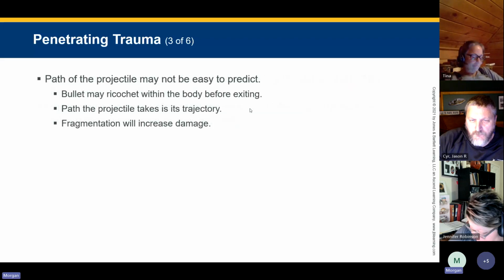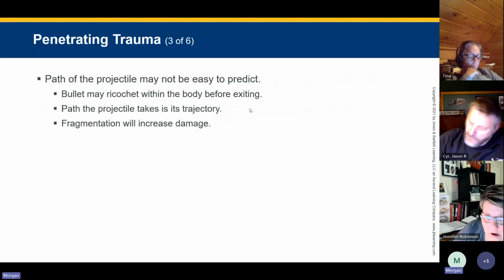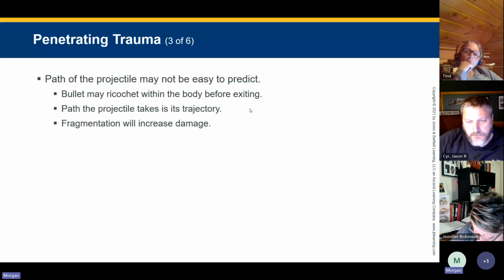The path of the projectile may not be easy to predict. So bullet wounds. It's good to see where an entrance wound and an exit wound are, because sometimes, depending on the projectile and type of bullet, they could go in and just start ricocheting and not even come out, and make a lot of damage. And if they're hollow points or whatever, they'll just mushroom and really make a mess.